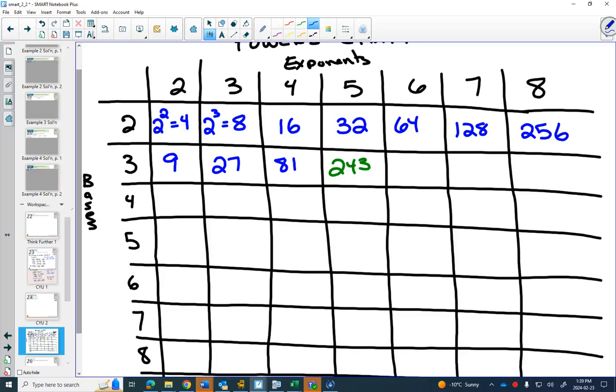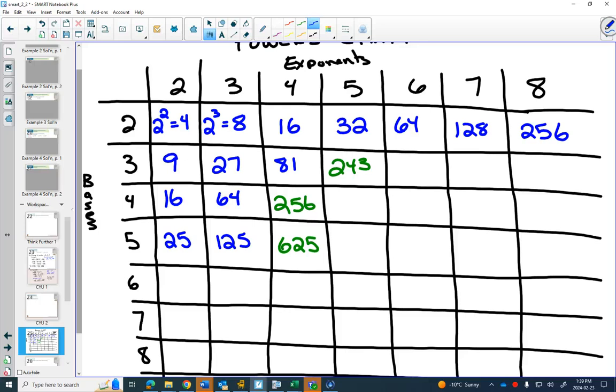Okay, 4. 4 squared, you know, is 16. 4 cubed is 64. I don't think you'll be having to recognize 4 to the 4 is 256 without a calculator, but you would need 4 cubed is 64. 5 squared is 25. 5 cubed is 125. 5 to the 4 is 625. I don't think they'd expect that.